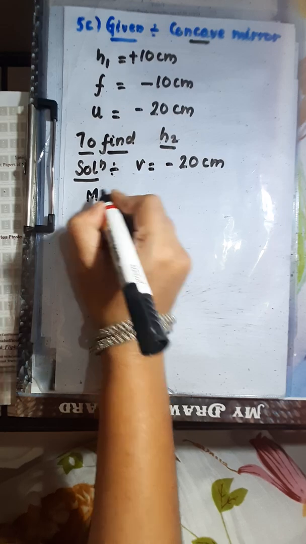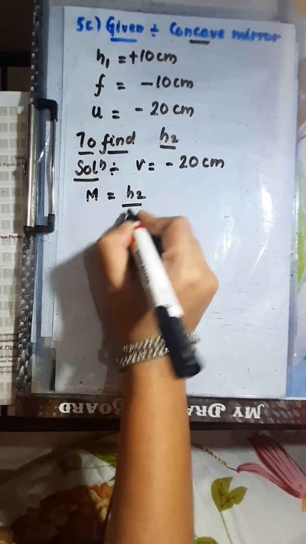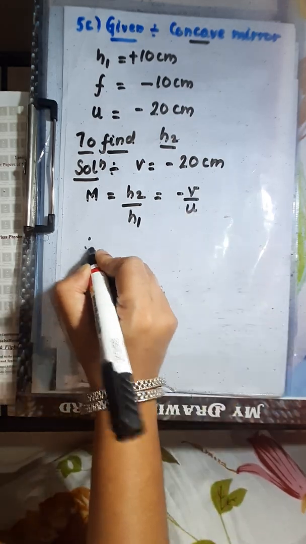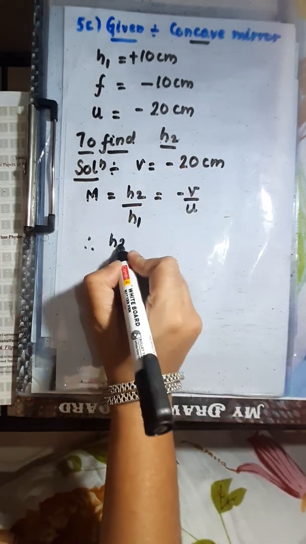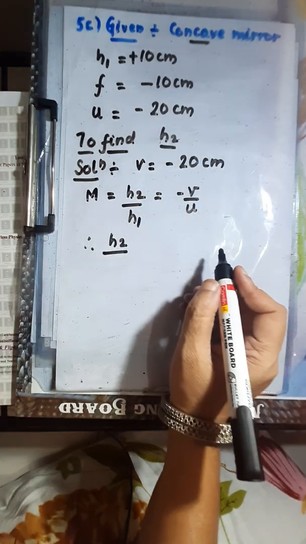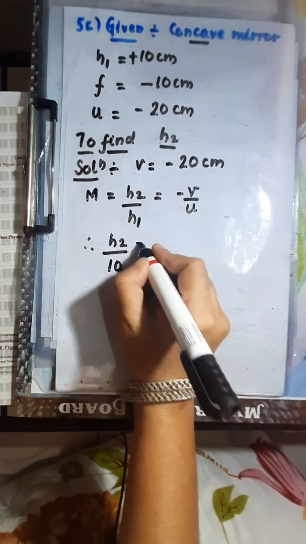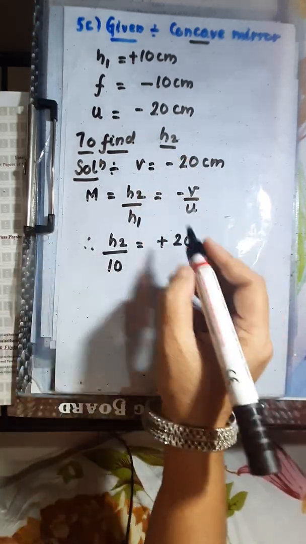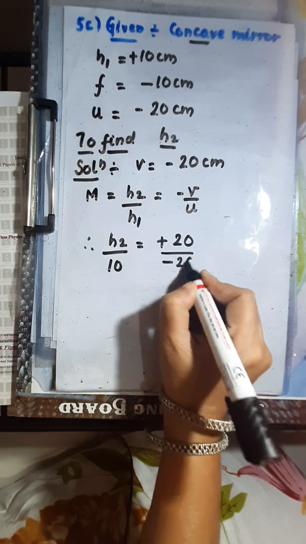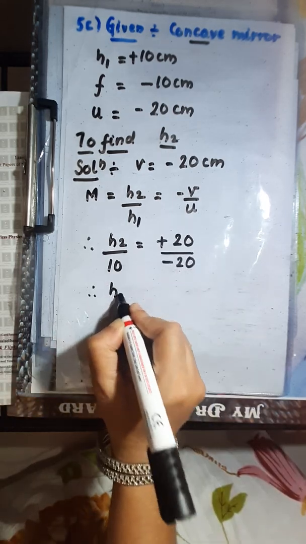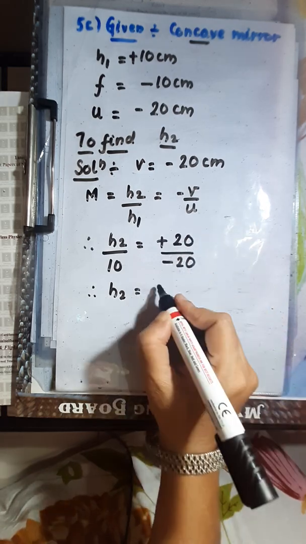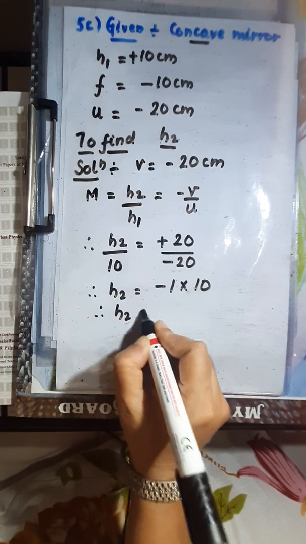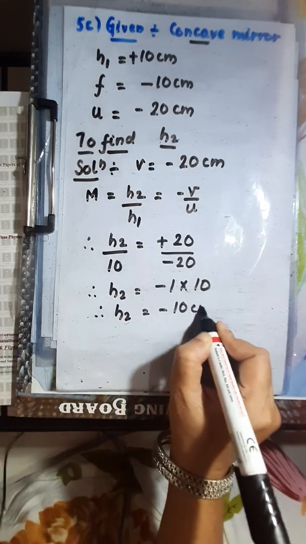So, M is equal to H2 upon H1, which is equal to minus V upon U. Therefore, how much is H2? Upon H1, H1 is 10, is equal to minus V means plus 20 upon U is minus 20. So therefore H2 is equal to minus 1 into 10. H2 is equal to minus 10 centimeter.